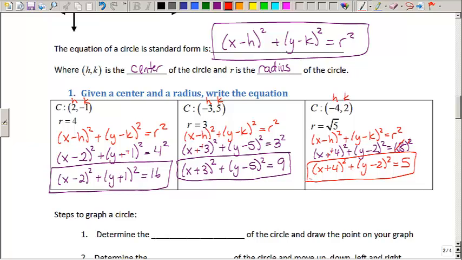So that's the first thing that you'll be asked to do. Given a center and a radius, you can now find your equation.